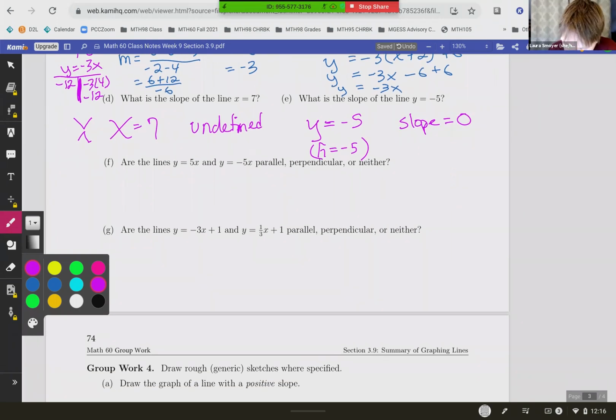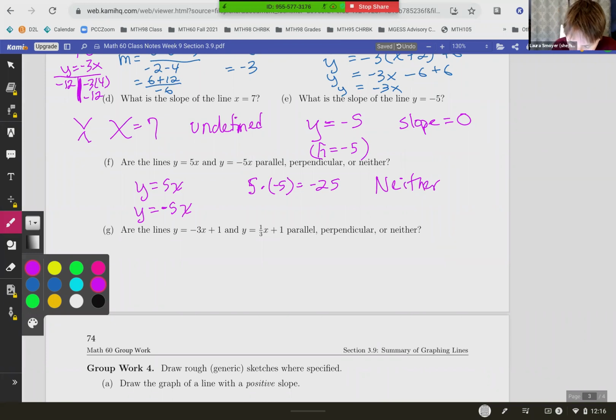All right, and then there's some questions about parallel, perpendicular, and neither. We've got the line y equals 5x and the line y equals -5x. In order to be parallel, they'd have to have the same slope. In order to be perpendicular, we have to be able to multiply those two slopes together and get -1, which does not work. So they are neither parallel nor perpendicular.